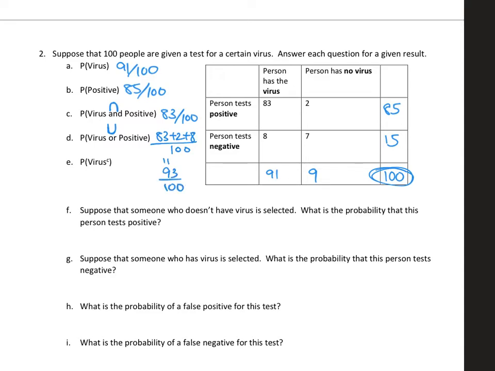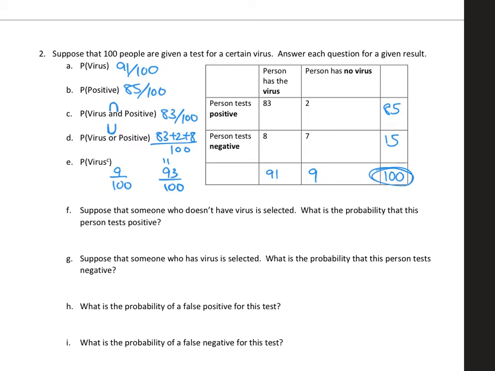All right, and then the next question is the virus complement. So people who do not have the virus. So this is my virus. The complement is that. So that'd be 9 over 100. I could have also looked at the probability of the virus, which is 91 over 100, and just gone 1 minus that. It'll give you this answer.